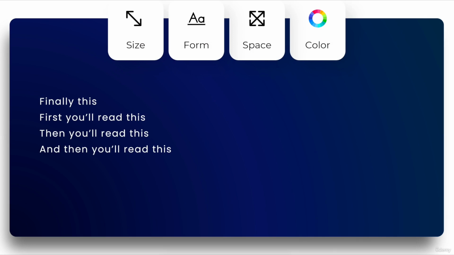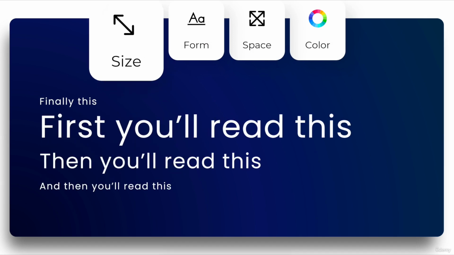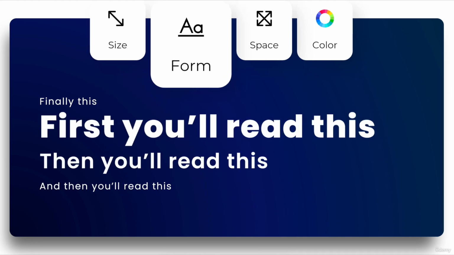When you adjust the hierarchy, we usually start with size, which naturally, the more important, the bigger. Your attention will be drawn to the biggest object, even though it is on the second line. Then to even increase the contrast, you can change their form by bolding, adding underline or italics. Let's just bold them here.